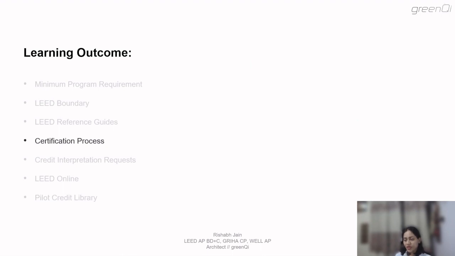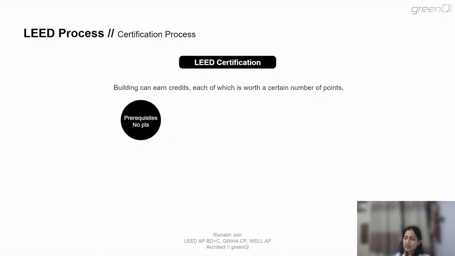Let's talk about the certification process. The certification process is basically when the project wants to target, what the strategy would be, how it starts, and what the different processes are in achieving the final certificate for the project. To understand the LEED process, first we need to understand briefly how the LEED certification is built.